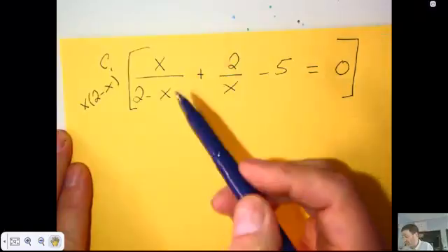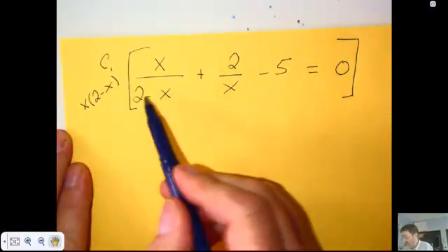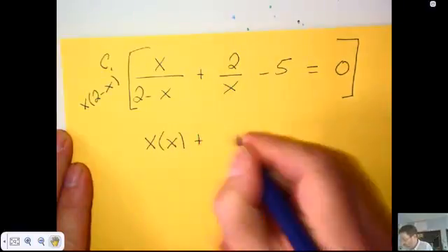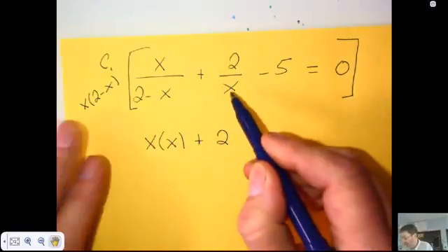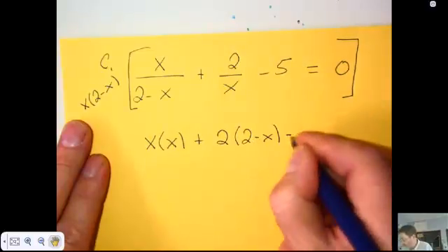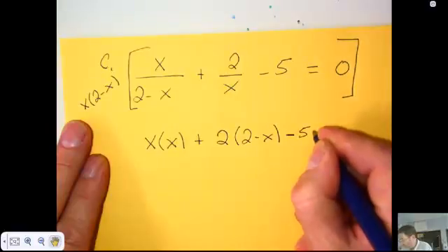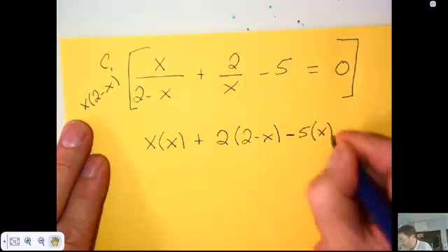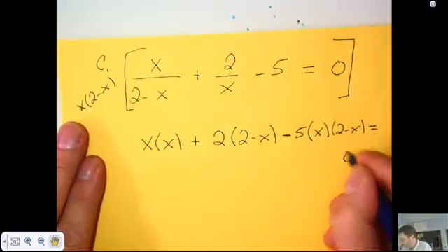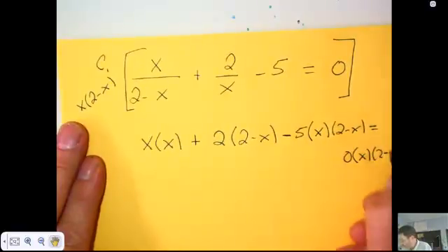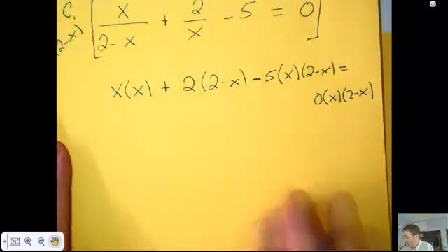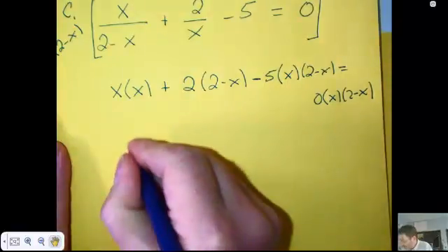Okay, so I just go through, and on the first one, the 2 minus x cancels out. So what's left is x times x, plus 2 times, and now on this one the x's cancel, and it's 2 minus x. Nothing cancels on this one, so it's 5 times x times 2 minus x equals, and nothing cancels here, so it's 0 times x times 2 minus x. And that makes 0. Yeah, so then when I distribute everything through, I have x squared.